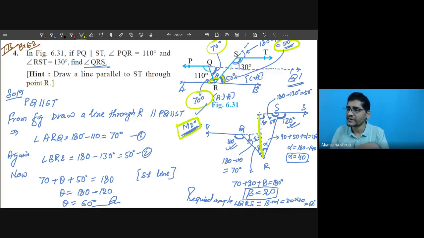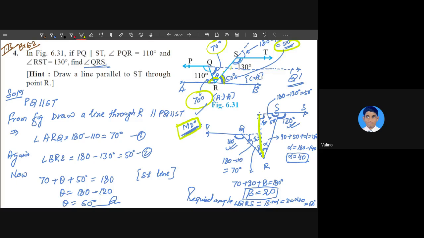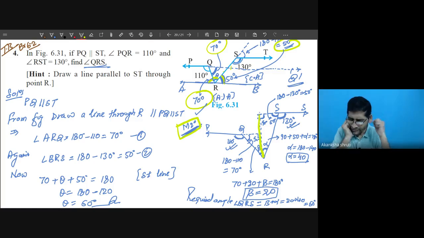Sir, without construction, 130 plus 110, 240 minus 180. Why? How are you taking that as plus or minus? How will you come to know?